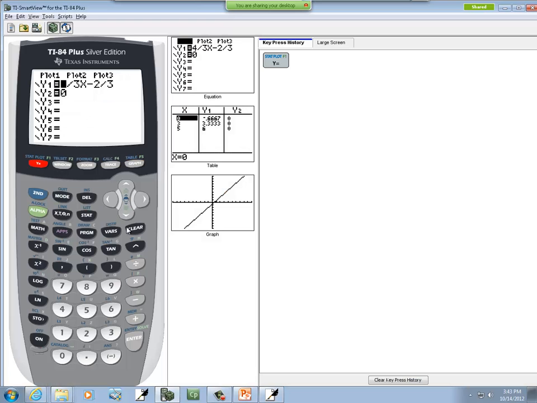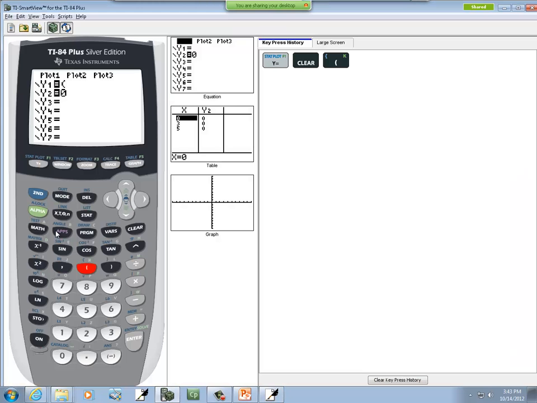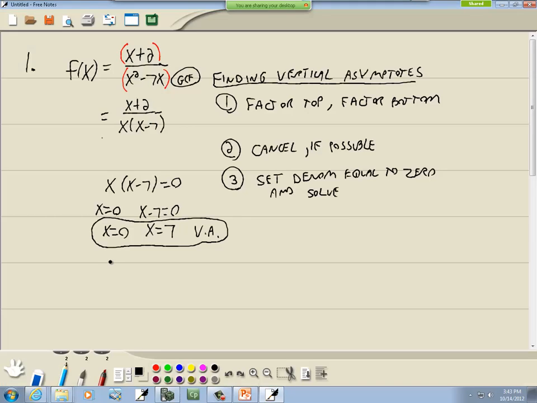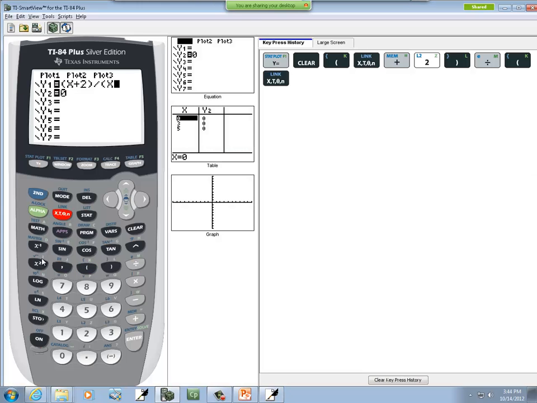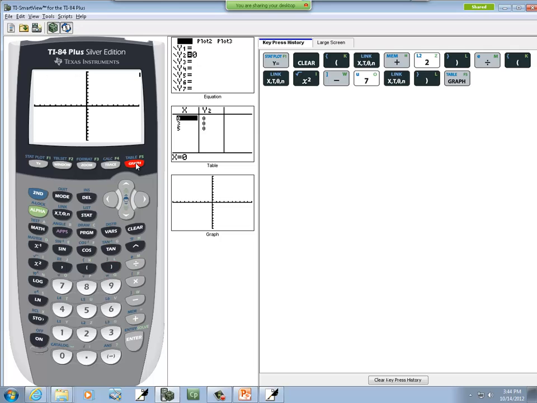So press y equals, press clear. I'll do a beginning parenthesis, x plus 2, close parenthesis, divided by, beginning parenthesis, x squared minus 7x, close parenthesis. And press graph. Now if your calculator doesn't look like this, press zoom and choose ZStandard. I think it's 5 or 6.